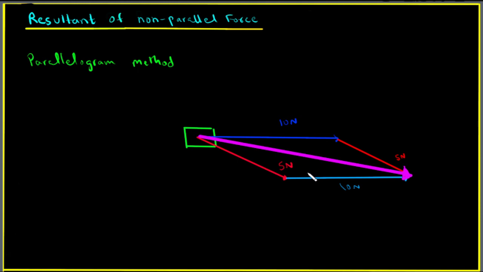So you not only get the magnitude of the resultant force, but also the direction in which these two forces would be acting. So all you need to do is to create a parallelogram by drawing parallel vectors to the forces already provided, and then connect the diagonal. And then the diagonal would give you the direction in which the forces will be acting, and also the length of the diagonal would give you the magnitude of the resultant force.